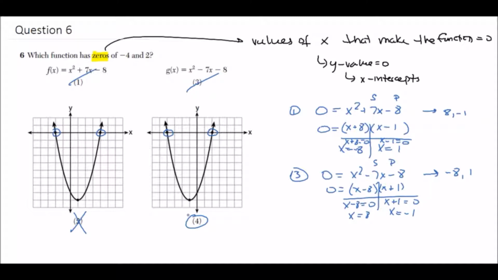Naturally, you could also graph choices 1 and 3. But we think when the options are presented with a couple of graphs, we would always test those first and see how that works out. And clearly, in this case, it works out in our favor, and we're able to answer the question without doing any additional work.